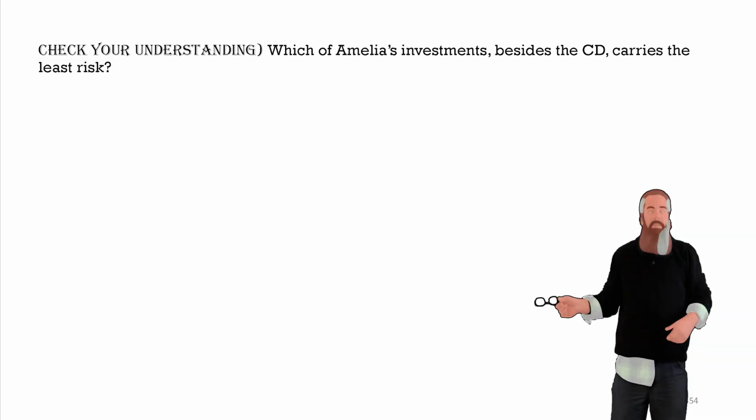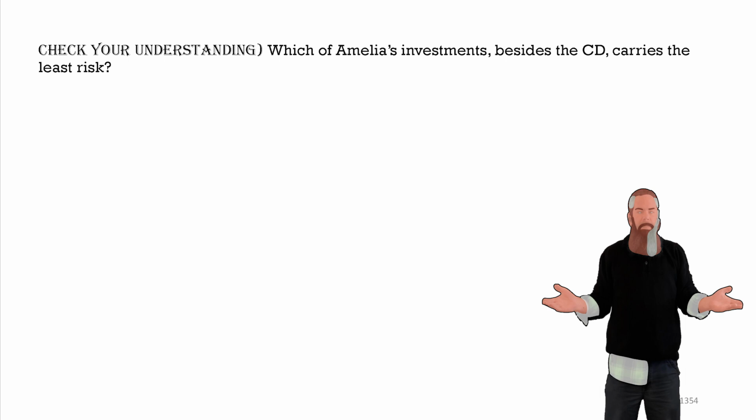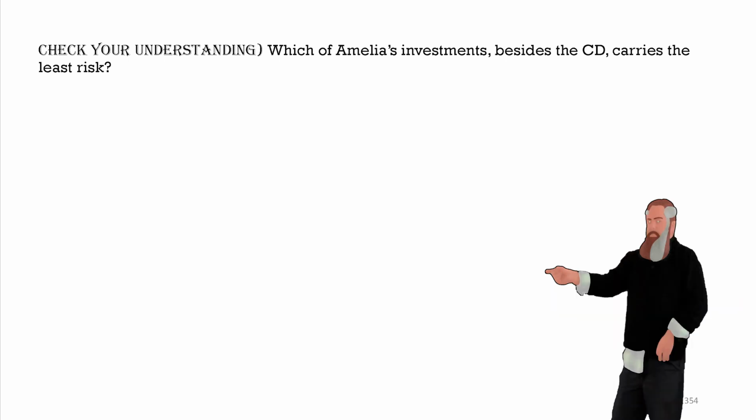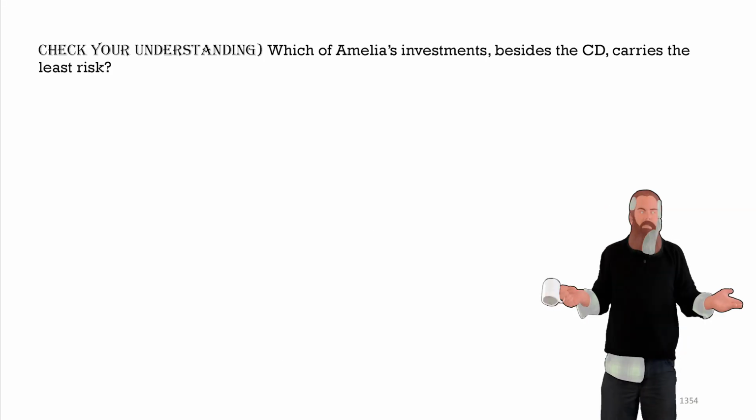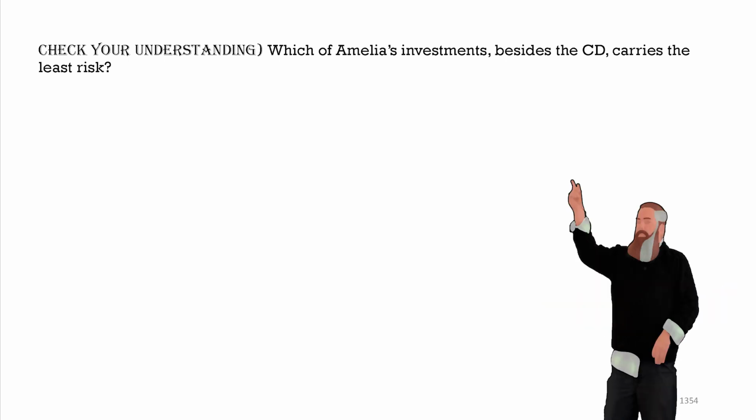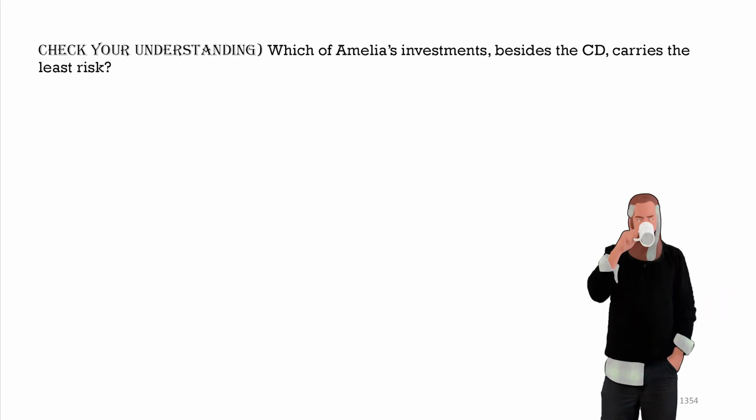Let's check your understanding by finding which of Amelia's investments, besides the CD, carries the least risk. The 15%, or $13,500 that she invested into corporate bonds, carries the least risk of her investments that were remaining.